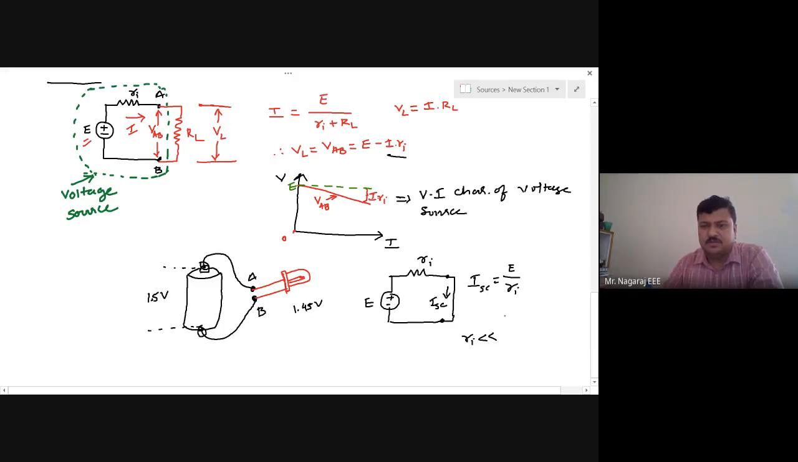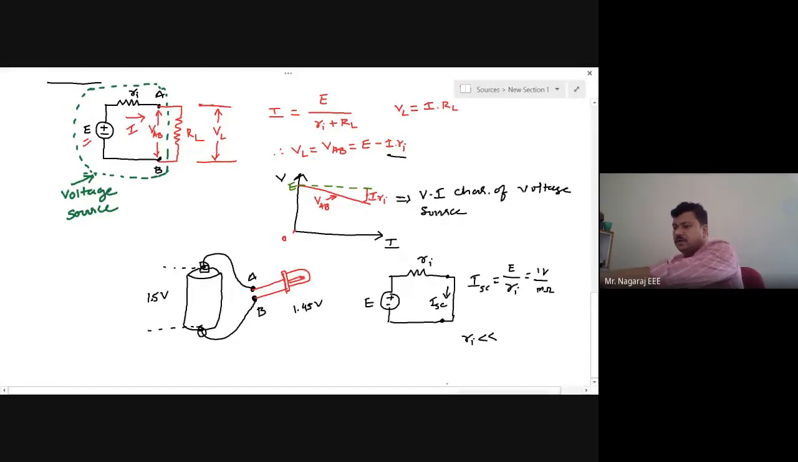So what will happen if this is the case? The current available, suppose Ri is in milliohms, E is even 1 volt, 1 volt by milliohms, it is 1000 amperes. A large current will flow in the circuit and it will damage the source. So never ever should voltage sources be kept short circuited when not in service or not in use. This care must be taken.